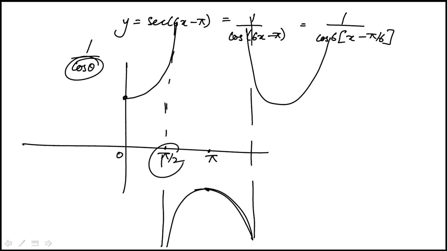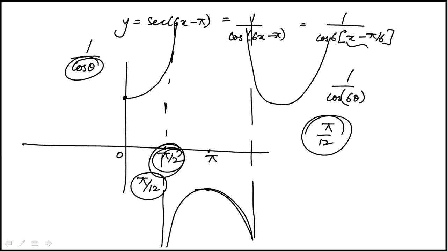And the vertical asymptote for secant theta is at x equal to pi over 2. Now, when we have a multiplier of 6, meaning 1 over cosine 6 theta, then this point becomes pi over 12, because when you multiply it by 6, that's going to give you cosine pi over 2. So the vertical asymptote here is at pi over 12.